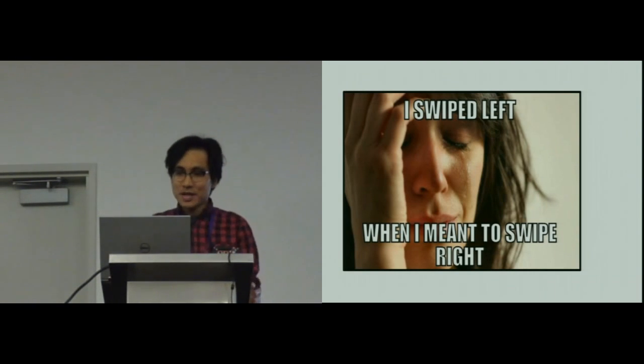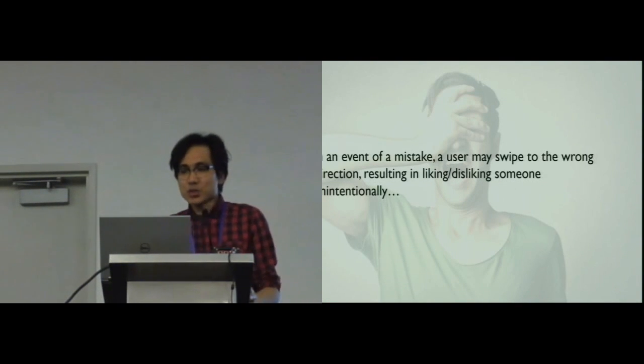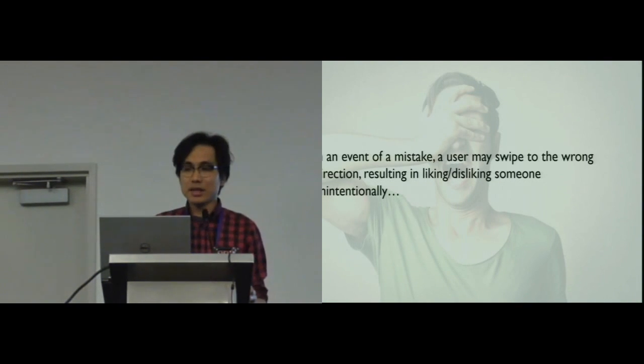So in general, swipe error can be as simple as swiping in a direction that was not meant to be. Depending on the context of the interaction, swipe error can be tolerated, but in some cases it might cause an annoyance and sometimes embarrassment. For instance, in the Tinder application where every swipe matters. In Tinder, swiping in the wrong direction may result in liking or disliking someone unintentionally, and this is a common mistake when using the Tinder app.